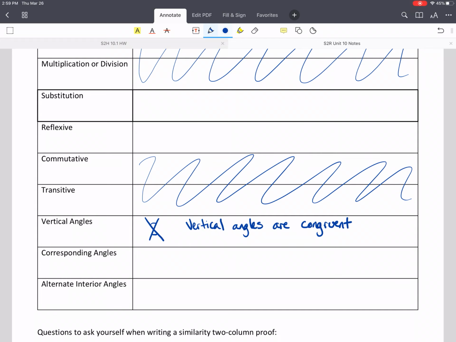With corresponding angles, this happens when we have parallel lines, and we mentioned this one last time as well. Here's my parallel symbol. This would be 2 angles that are in the same spot or corresponding spots between the 2 lines. So see how that's like right angle up top, right angle in the middle. And so we know that corresponding angles are congruent.